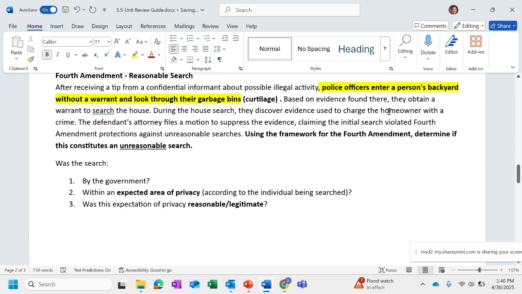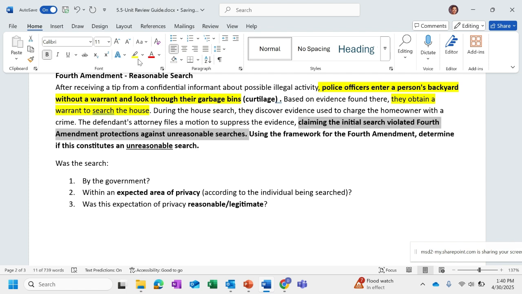Based on the evidence found there, they obtain a warrant. So they did obtain a warrant. This isn't a search without a warrant. So that bodes well for them, I guess. During the house search, they discover evidence used to charge the homeowner with a crime. The defendant's attorney files a motion to suppress the evidence, claiming the initial search violated 14th Amendment or 4th Amendment protections against search and seizure.